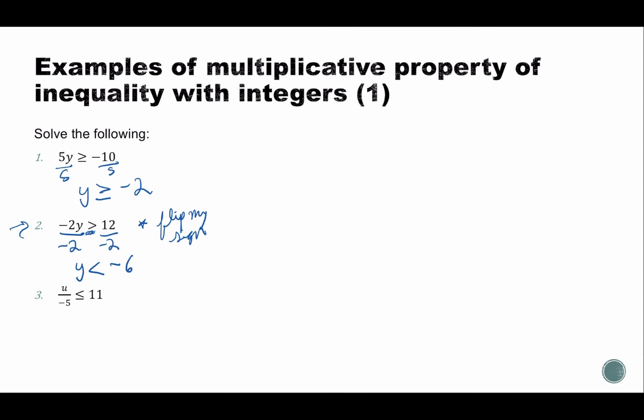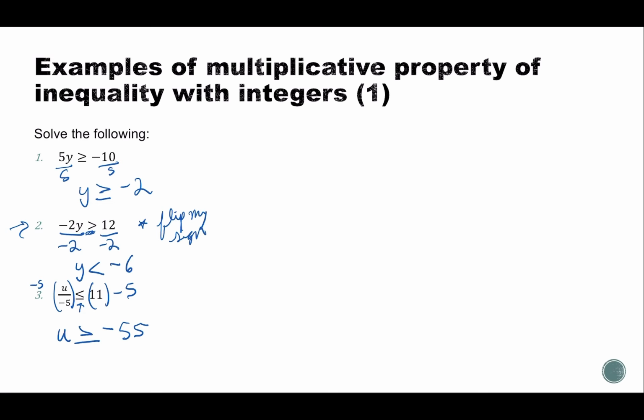Let's practice that again, flipping the sign. Here I have u over -5 is less than or equal to 11. To get that u all by itself, I have to multiply by -5. Because I'm multiplying by a negative, I flip my sign. So instead of less than or equal to, I now have greater than or equal to -55.